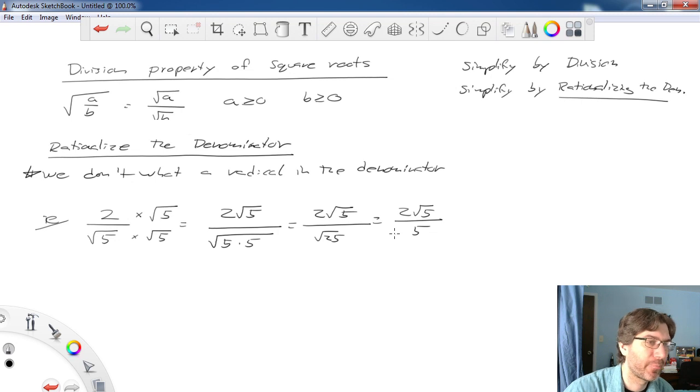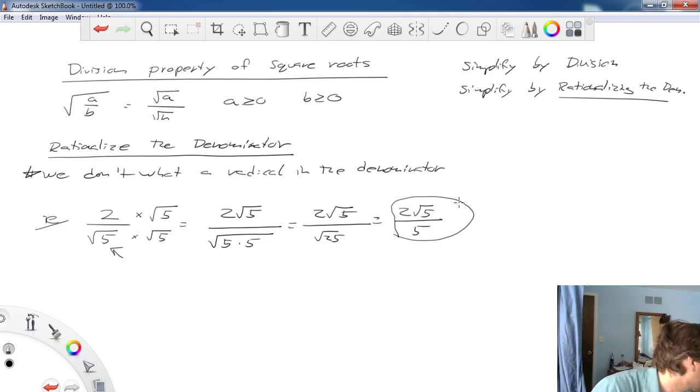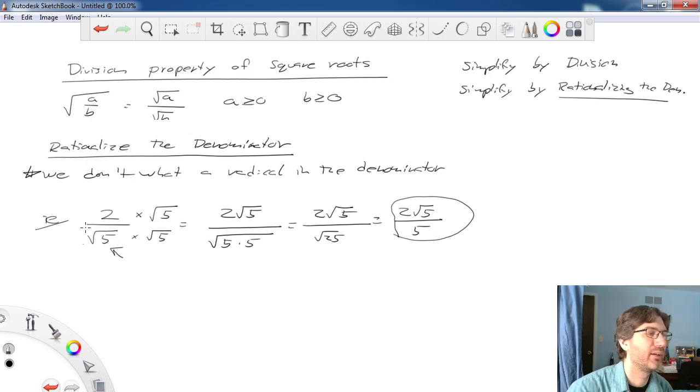This here is preferred to this. This is a better answer than this, even though this one looks a little bit more complicated. But the fact that we don't have a radical in the denominator is better than having one. So we want to get rid of it. And that's just called rationalizing the denominator. You're just basically going to multiply the denominator by its square root. Let's get another example. And again, you want to make it so it's a perfect square on the bottom. So it's not actually going to be the same thing all the time, like this one here.